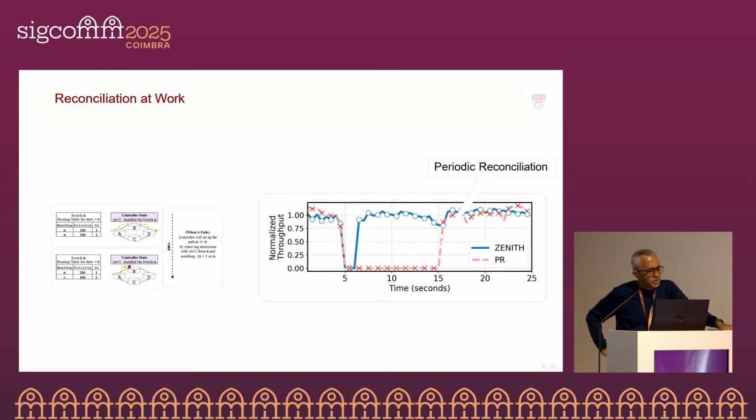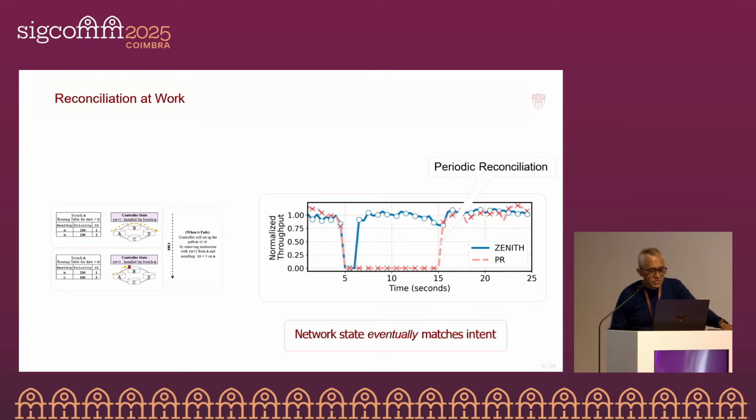So in the example that I showed you, the graph on the right shows what happens to the throughput of the flow from A to D. And the red line shows what would happen in a controller with periodic reconciliation. So there is a certain amount of network unavailability, about 10 seconds in our example, before reconciliation kicks in, resolves the inconsistency, and then the throughput is restored. I wanted to mention that basically this approach eventually matches intent to state.